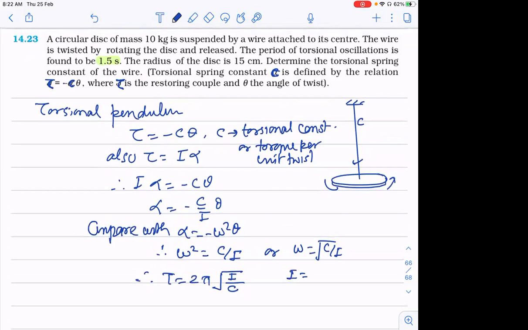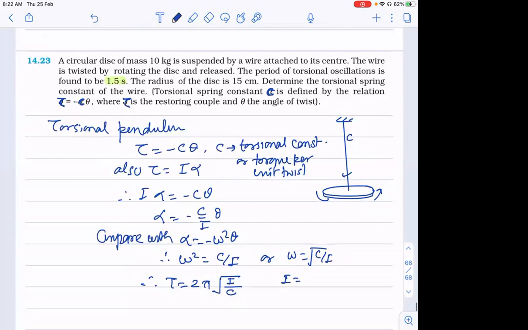What is the moment of inertia of the disk? It is rotating about its central axis, rotating like this. Rotating means just partial rotation, not full. It rotates from the central axis like this. How much will be the moment of inertia of the disk? M r square by 2, half M r square.